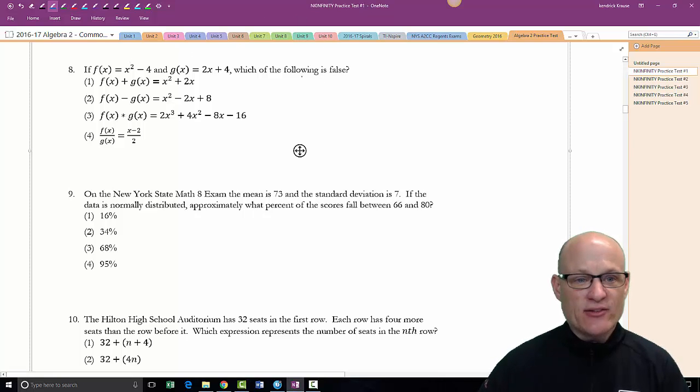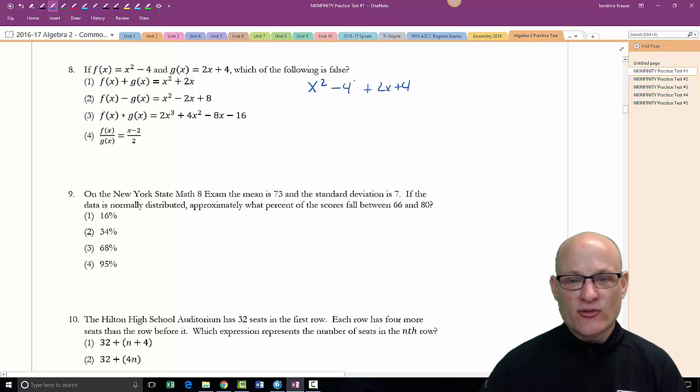If you just add these two, so let me put them over here. X squared minus 4 plus 2x plus 4. If I added those, these 4's just cancel, and I end up with x squared plus 2x. So that one's not right. Now that one is right, so it's not right, because I was looking for false.